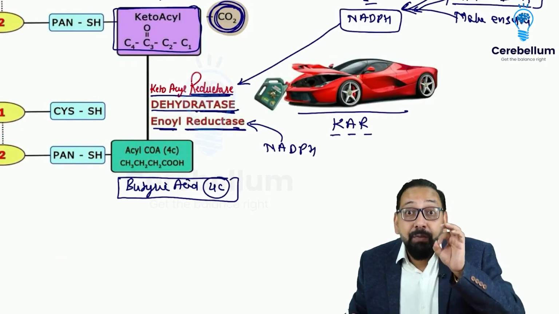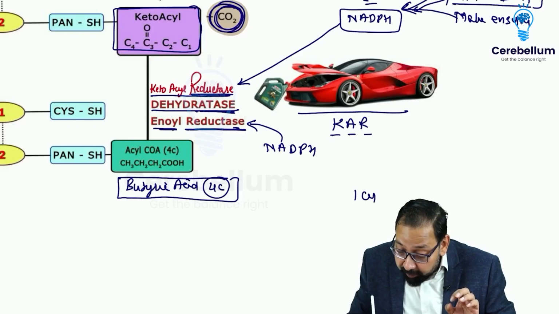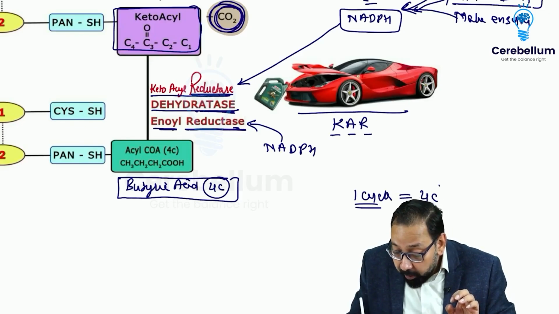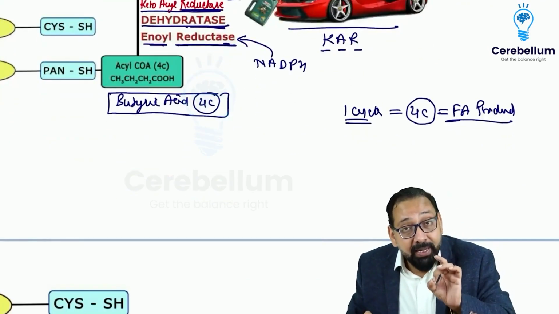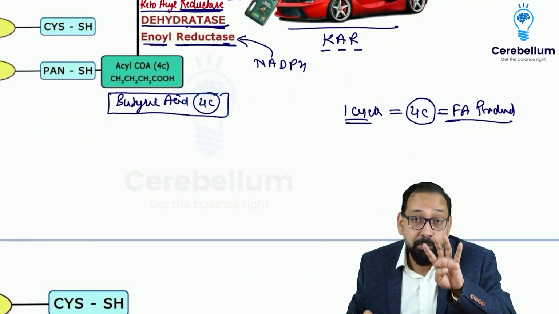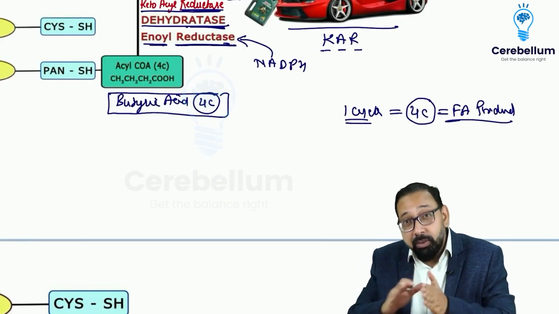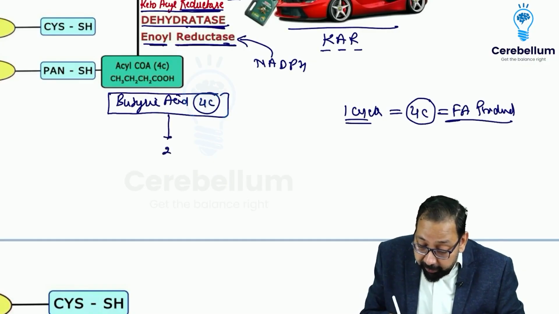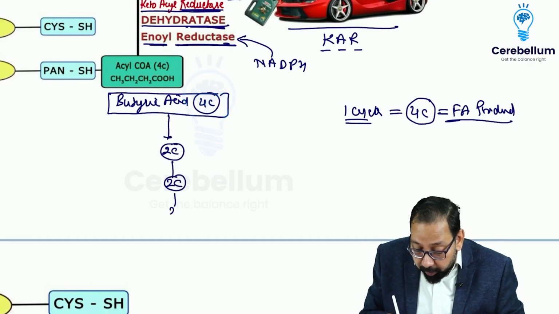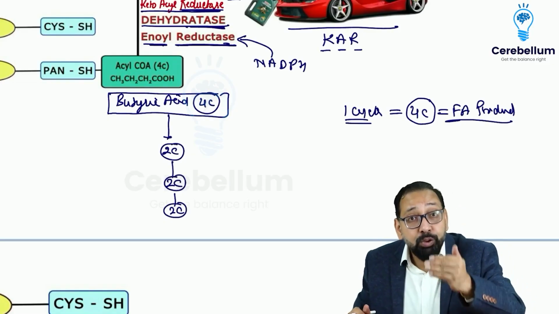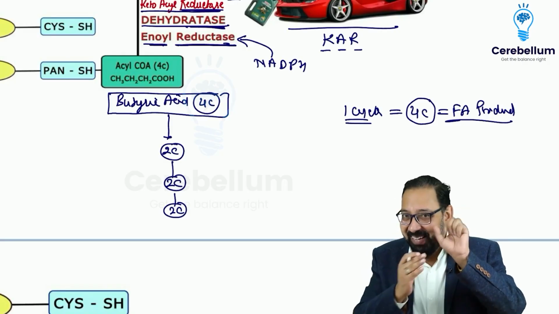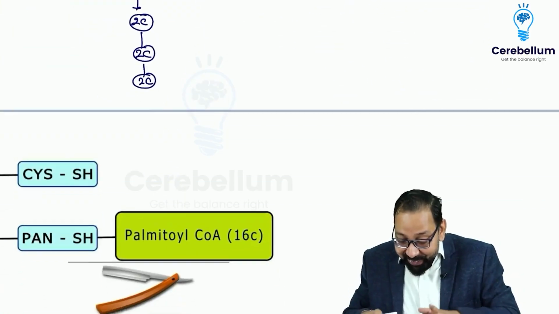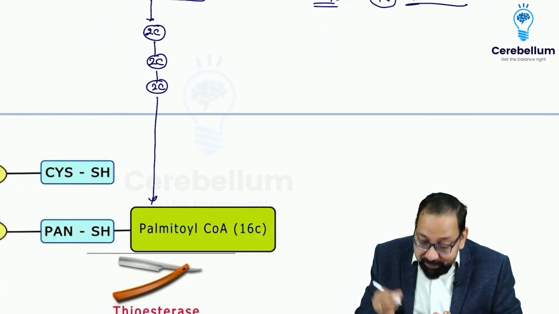Question is asked, in fatty acid synthesis, in the first cycle, how many carbon fatty acid is produced? 4 carbon fatty acid is produced. Again, I am repeating, in the first cycle of fatty acid synthesis, 4 carbon fatty acid, butyric acid, is produced. In each and every further cycle, you will add 2 carbon, 2 carbon, 2 carbon, means 4 to 6, 6 to 8, 8 to 10, 12, 14, 16. Palmitic acid, yes, palmitic acid. So ultimately, palmitic acid is produced.